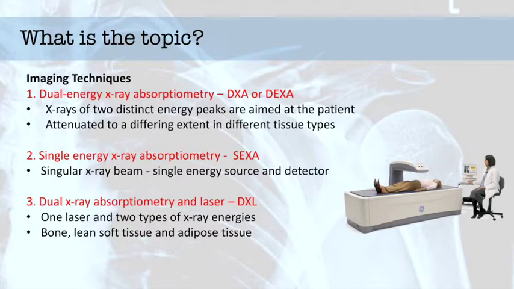We also have dual X-ray absorptiometry and laser. This uses a laser and two types of X-ray energies to measure the thickness of three components: bone, lean soft tissue, and adipose tissue. The laser measurement enables patient-specific calculation to assess the impact from soft and adipose tissue on osteoporotic fracture risk.